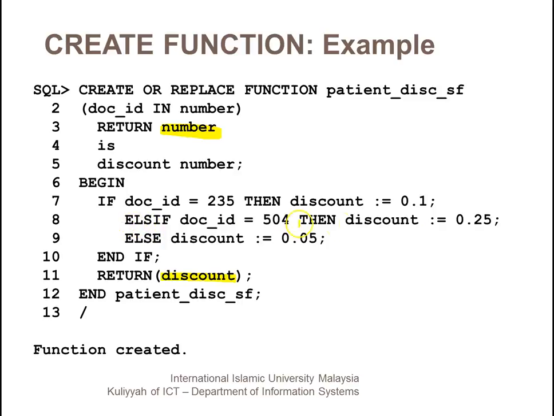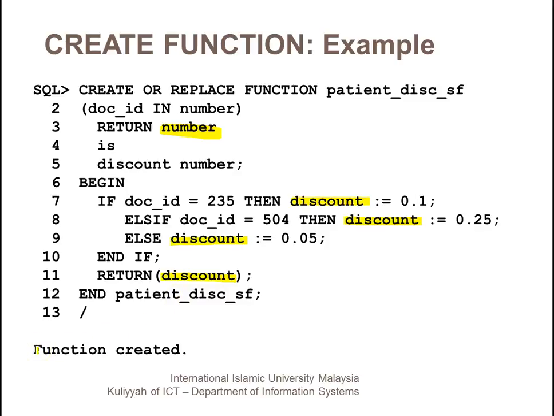Otherwise, 504 will get 25%, and the default discount is 5%. Okay, so that is the end of the decision structure. The return is discount, which is this variable which we have been processing throughout the decision structure. Okay, and then end of the function.